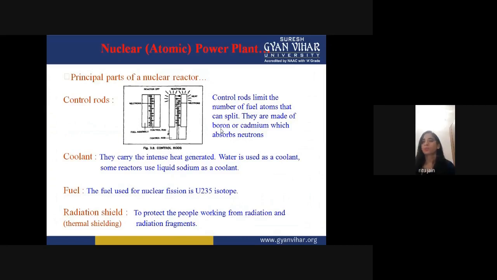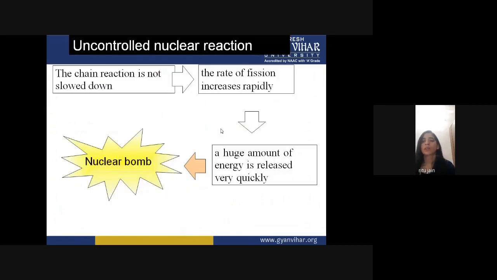Okay, now the chain reaction: that was your controlled nuclear reaction, and this is your uncontrolled nuclear reaction. So we already know about the nuclear bomb, which was thrown on Japan in the Second World War.